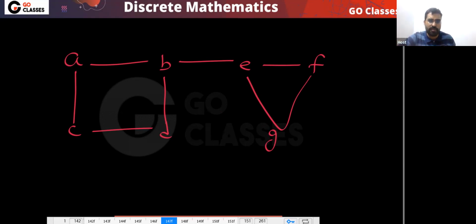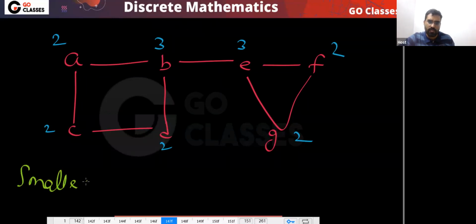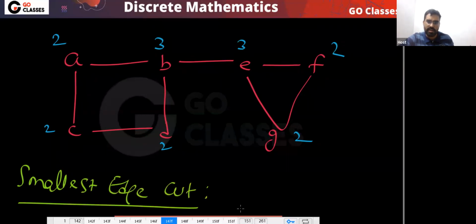So in this graph, what is the minimum degree? Nikhil, what is the minimum degree? 2, 2, 2, 3, 3, 2, 2. So now tell me, what is the size of the smallest edge cut in this graph? So this BE is the smallest edge cut.